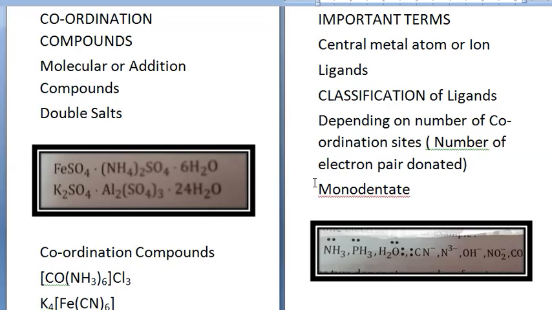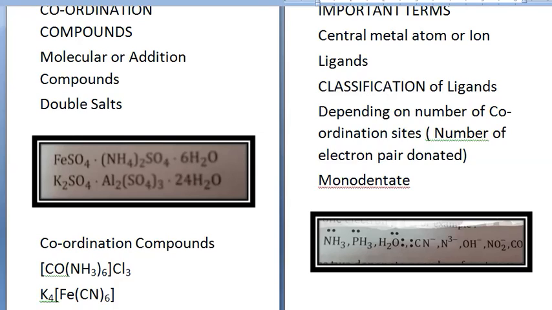The second type of compounds are called coordination compounds. Coordination compounds are molecular compounds which retain their identity even when dissolved in water or any other solvent, and their properties are completely different from those of the constituents. For example, [Co(NH3)6]Cl3 and K4[Fe(CN)6], etc. So K4[Fe(CN)6] does not have any of the properties of potassium or iron or cyanide. It has different properties from all three. Similarly, [Co(NH3)6]Cl3 is unique in its own kind.